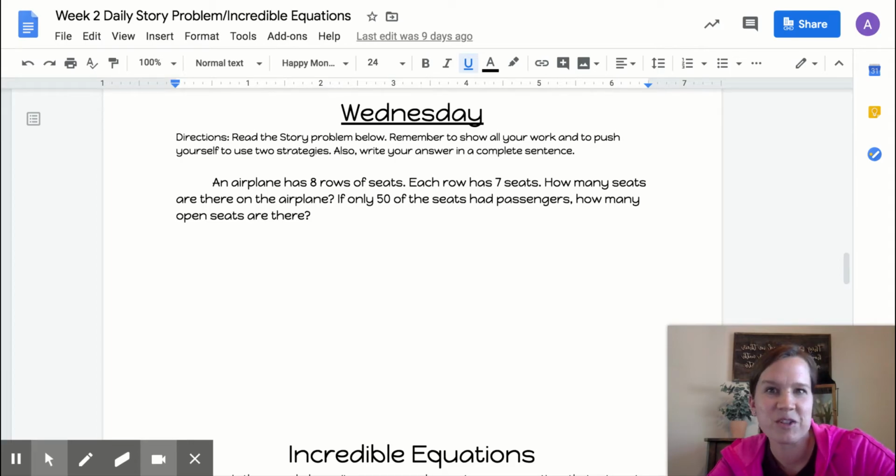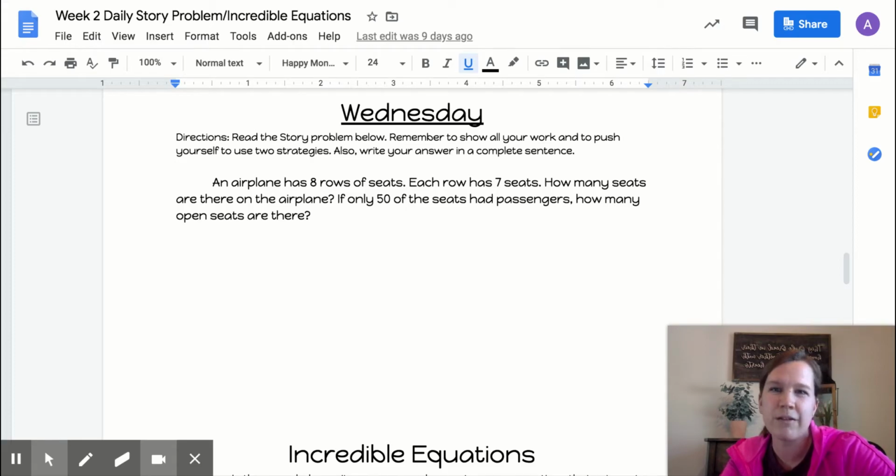Halfway. All right. So today's story problem is an airplane has 8 rows of seats. Each row has 7 seats. How many seats are there on the airplane? If only 50 of the seats had passengers, how many open seats are there?